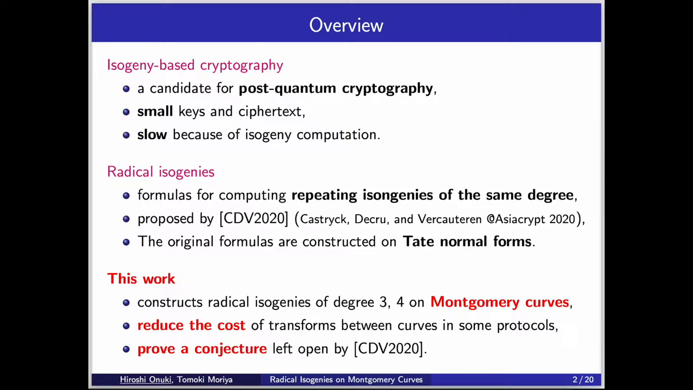In this work, we constructed radical isogenies of degree 3 and 4 on Montgomery curves. Our formulas reduce the cost of transformations between curves in some protocols. In addition, we proved a conjecture left open by CDV 2020.